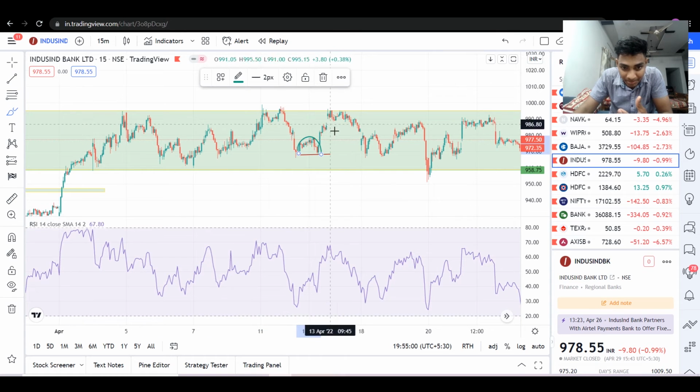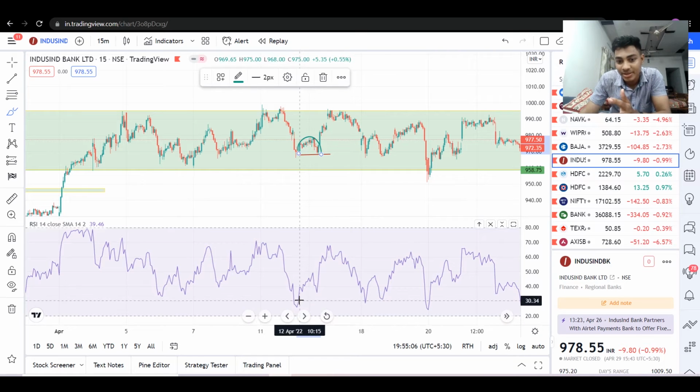You can see when the price is still consolidating, or still in that same range, the RSI value is trying to go up. So this is a phenomenon that we call a bullish divergence.